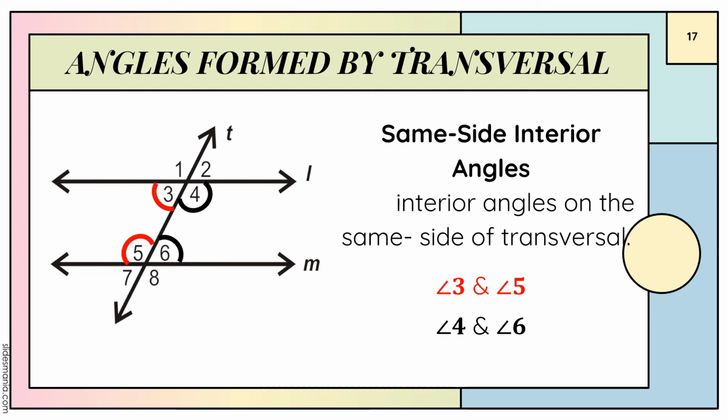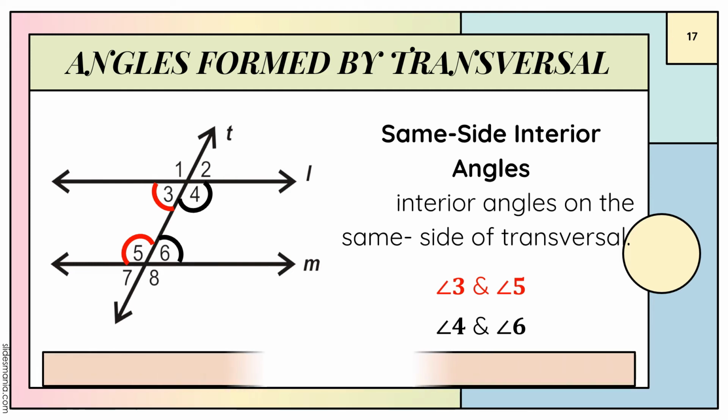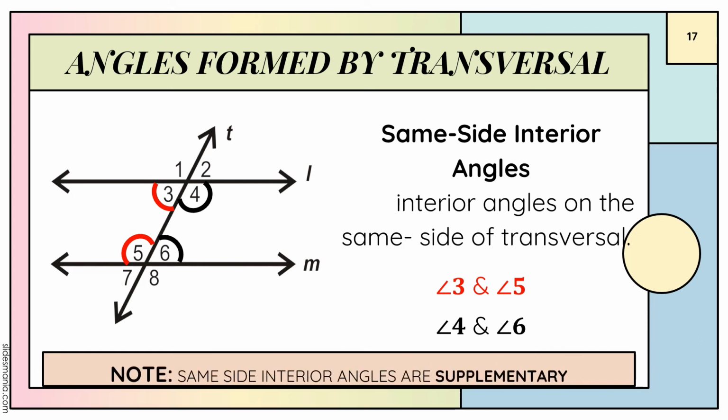What do you think? Are they congruent? Okay. Same side interior angles are supplementary. They are not congruent. Again, they are supplementary, meaning the sum of the measurements of each pair of angles is 180 degrees.